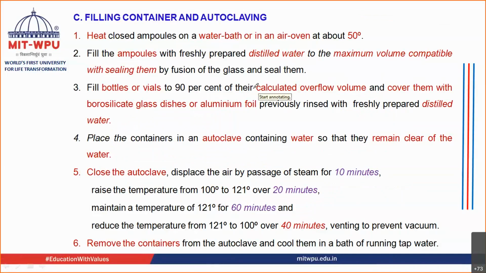So what we are now going to do is we are going to heat the container on the water bath. Supposing if it is an ampoule, then we are going to pack the ampoules properly. We have to close the ampoules properly so that the water, the steam does not go inside the ampoule itself. So we are going to heat the ampoules either on a water bath or in an air oven at about 50 degrees Celsius, so that whatever water is associated with it gets removed, and now the container becomes totally dry.